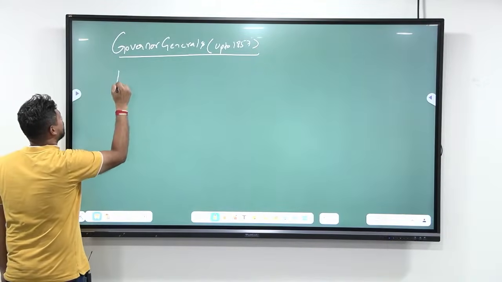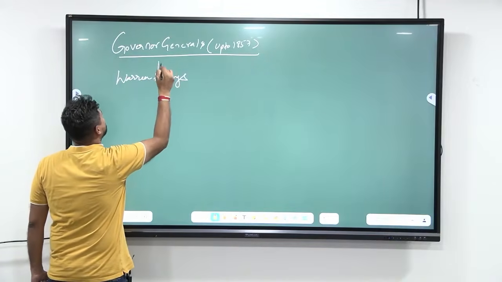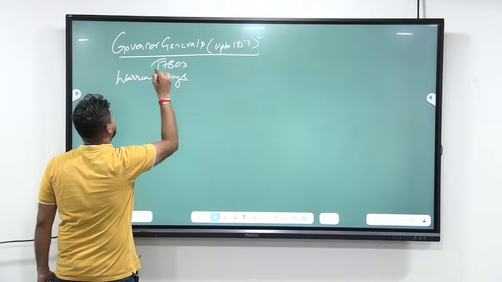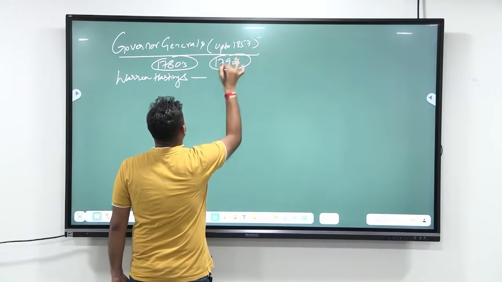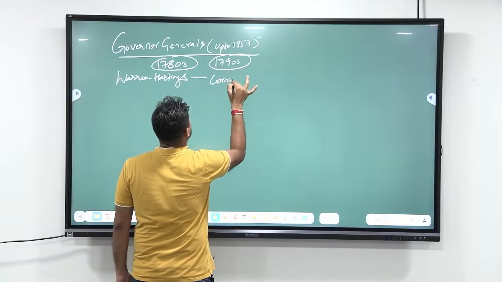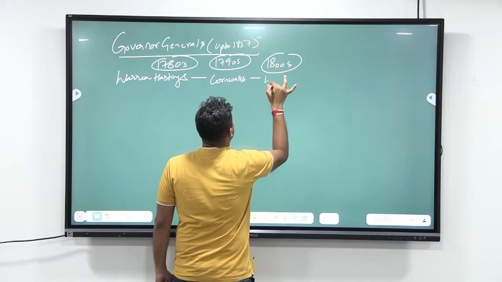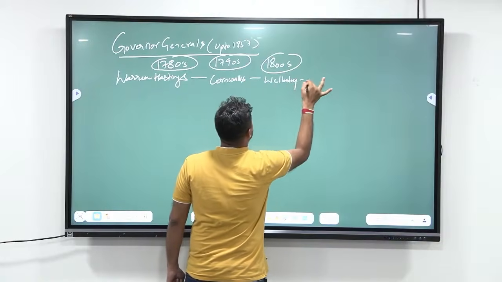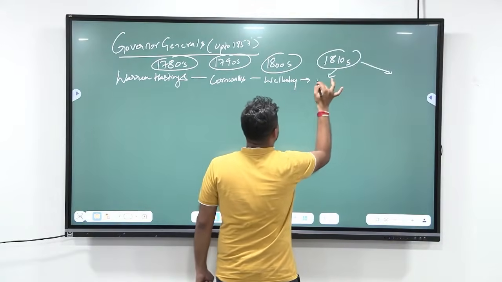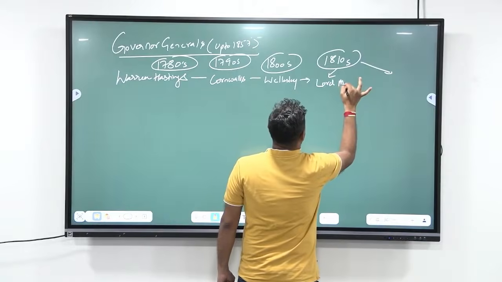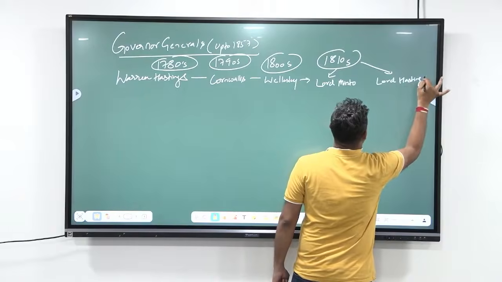So we start with Warren Hastings. Approximate dates are enough. You don't have to remember the exact dates. So you have Warren Hastings. The next, 1790s, you have Cornwallis. The next, 1800s, you have Wellesley. The next, 1810s, we have two people who come here in 1810. One is Lord Minto, and the next is Lord Hastings. Lord Minto and Lord Hastings.